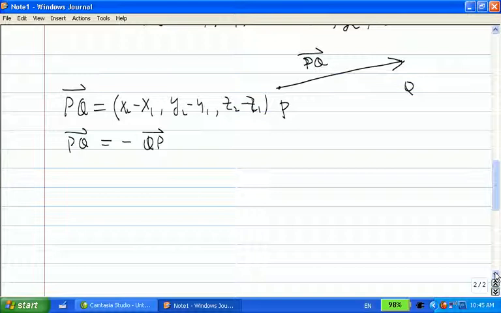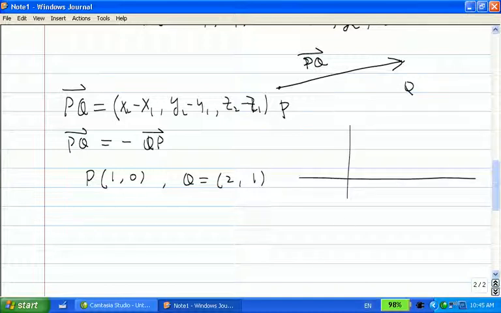I'd like to emphasize this with an example. I give you P here. I use 2D as an example. Say P is 1, 0 and my Q here is 2, 1. I use the vector on the plane to describe it, which is easier. This is my point P, 1, 0. My point Q is here, 2 and 1. So PQ is this vector.